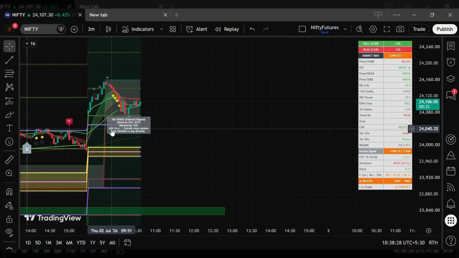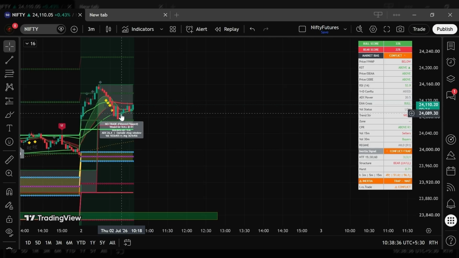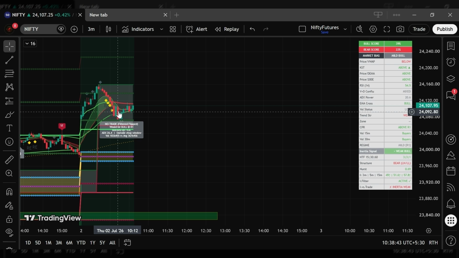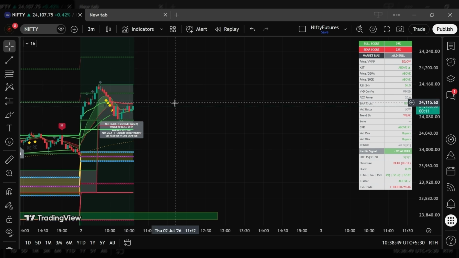Volume and ADX. You can see ADX is in a good range, about 25 to 26. I've taken a small trade here when the price gave me this signal, even though the volume was not favoring. I don't expect it to trend too much, so I took a small trade and closed it here. I believe it was just a 10-point move in Nifty.